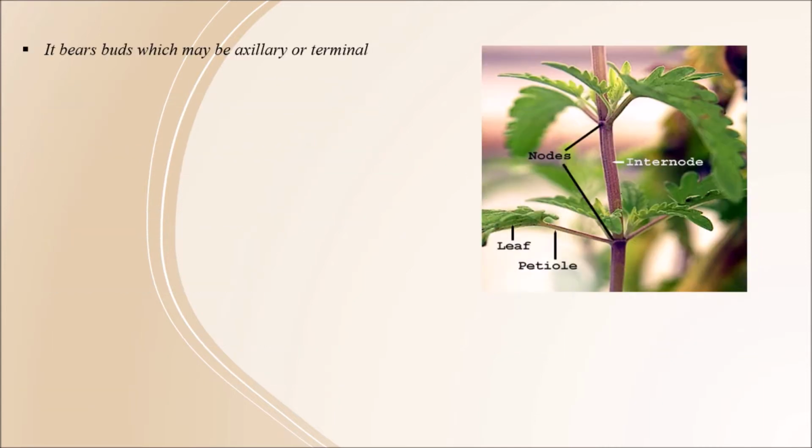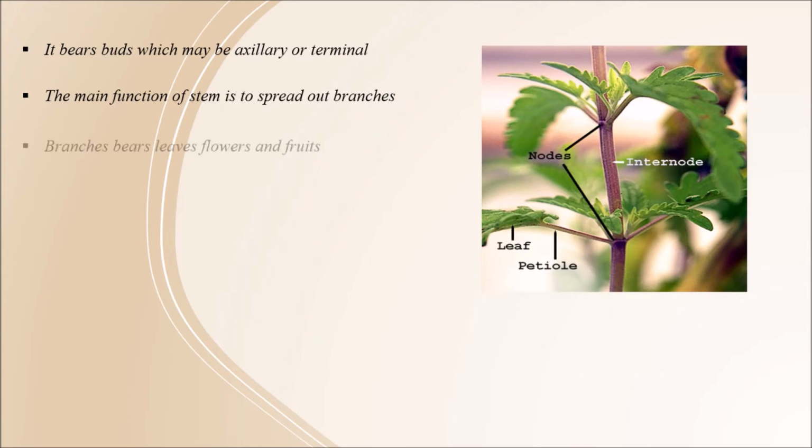Stem bears buds which may be axillary or terminal. So what bears buds? The stem bears buds. These are of two types. One is axillary and the other one is terminal. The main function of the stem is to spread out branches. So firstly, the main function of the stem is to spread out the branches. Why does it spread branches? The branches will bear leaves, fruits and flowers.